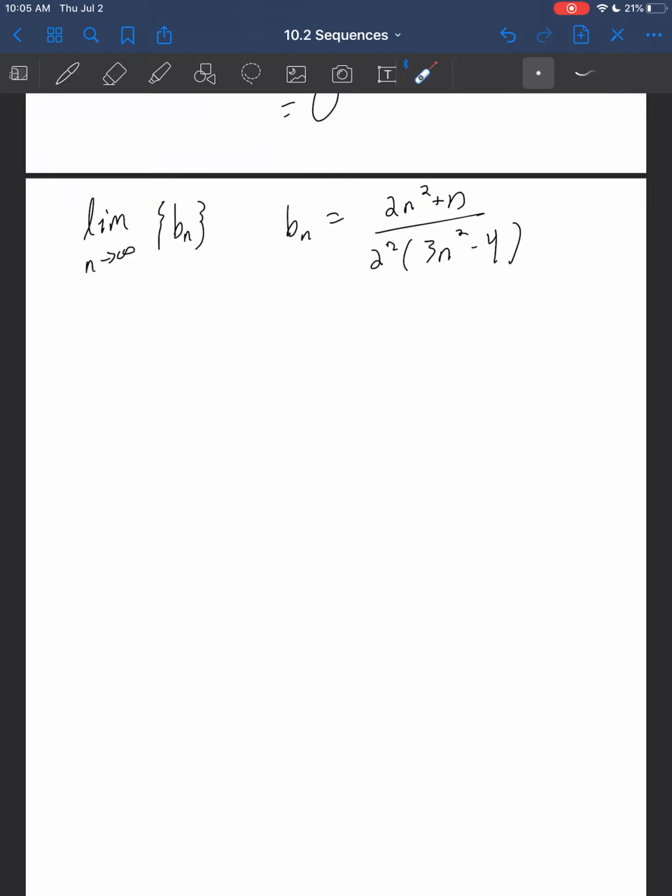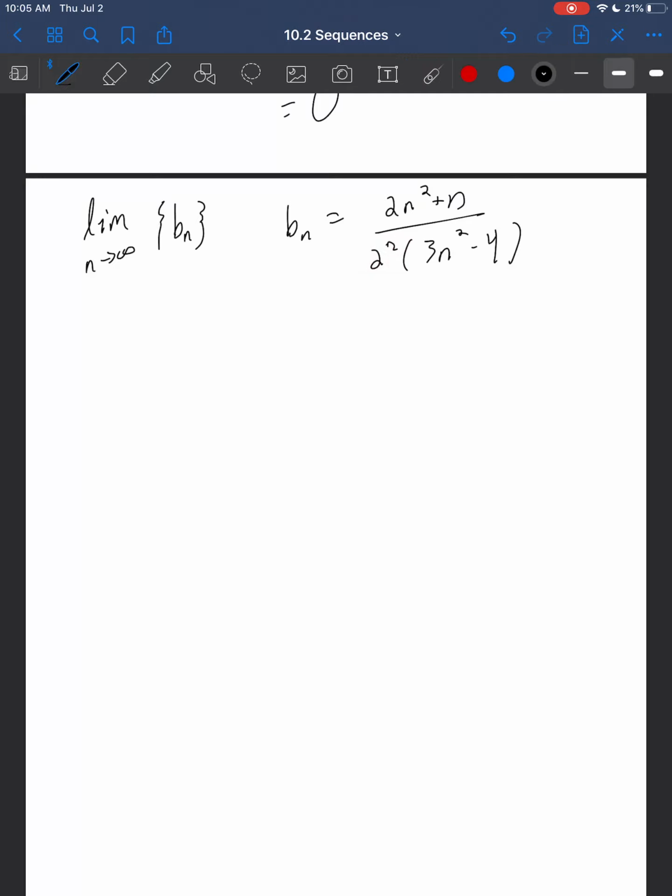So as another slightly more complicated example, but not too bad, we want to calculate the limit as n goes to infinity of b sub n, where b sub n is going to be 2n squared plus n over 2 to the n, times 3n squared minus 4. Okay. So we have a 2 to the n here, or really a 1 over 2 to the n because it's on the bottom of our fraction.